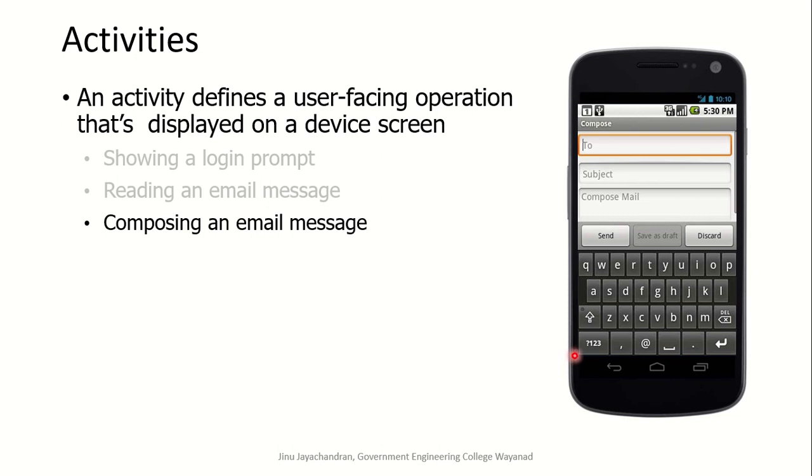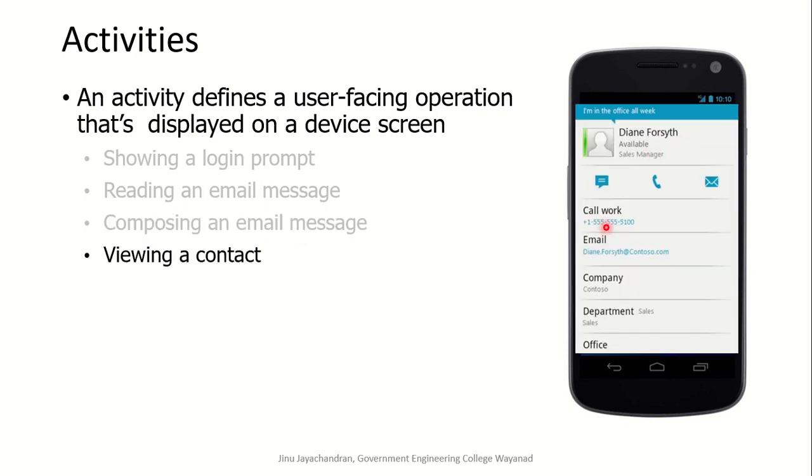When you're composing, you have editable fields for to, subject and compose mail. But while you are reading an email message, your screen is totally different, where you don't have these fields as editable. This is another type of activity. All these are different activities. Similarly, when you are viewing a contact, if you compare this with the other three, it is entirely different. This is a different activity where your contact name is there, phone number, email address, etc.